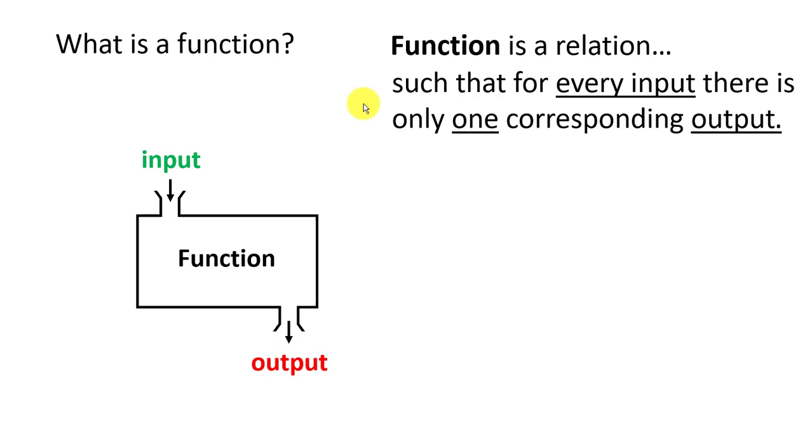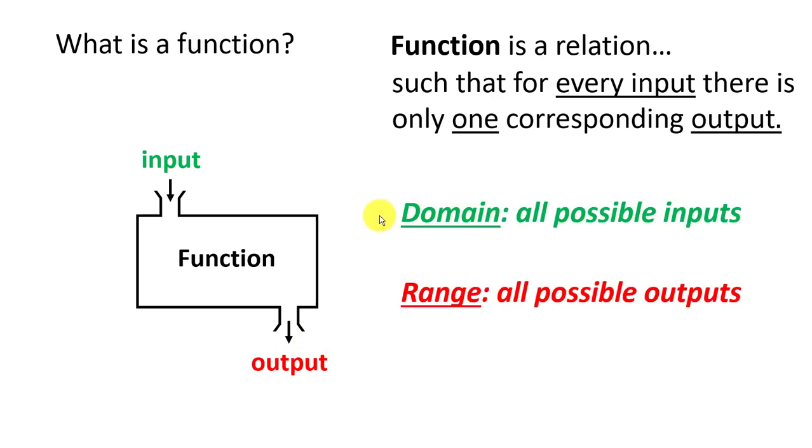And here's the rest of the definition. Only relations such that for every input, there's only one corresponding output. Those relations are called functions. And let me remind you that all possible inputs of a function we call the domain of that function, and all possible outputs are called the range of a function.